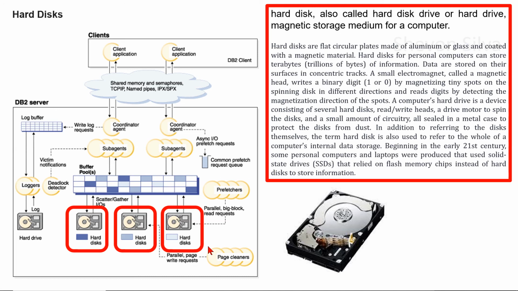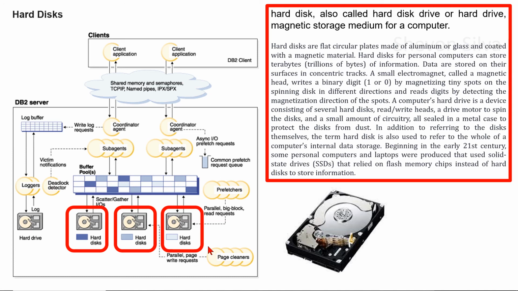Data are stored on their surfaces in concentric tracks. A small electromagnet called a magnetic head writes a binary digit 1 or 0 by magnetizing tiny spots on the spinning disk in different locations, and reads digits by detecting the magnetization direction of the spots. A computer's hard drive is a device consisting of several hard disk read-write heads, a drive motor to spin the disks, and a small amount of electricity, all sealed in a metal case to protect the disk from dust.